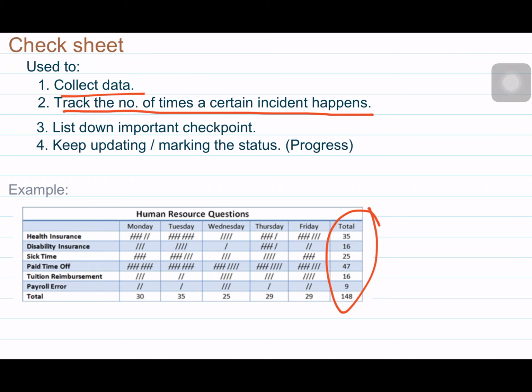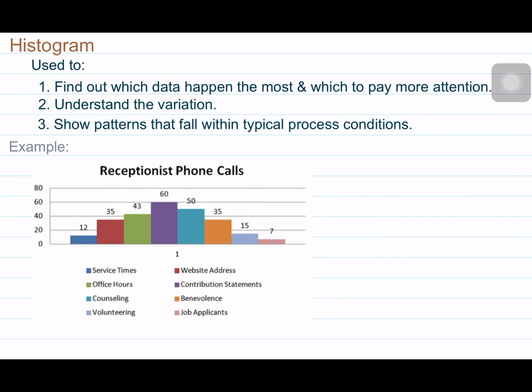So this information will help the department to identify the opportunity to share information with the employees in an effort to reduce the number of questions asked. At the same time, it also will help us to list down the important checkpoints like this. Here are the important checkpoints, so we can keep updating and marking the status of the projects, like how many questions are asked, so we know which question might have a higher chance of being asked by the employees. Now I will move on to the histogram.